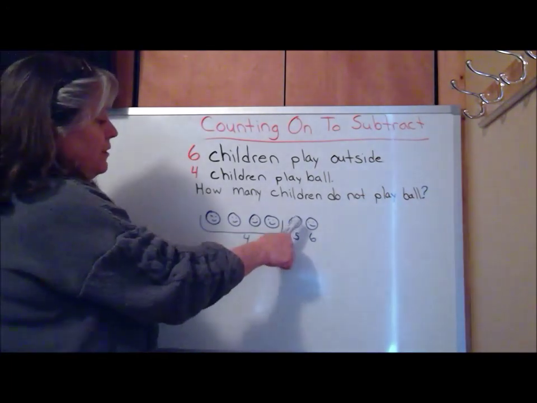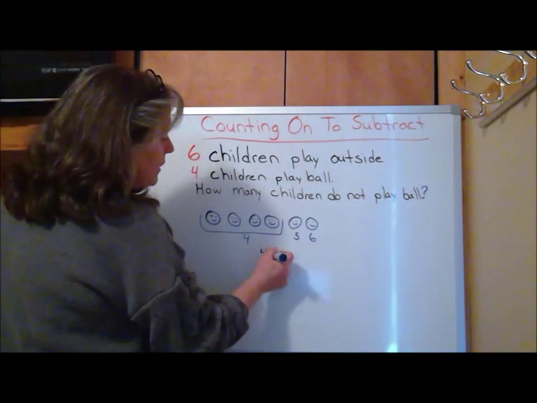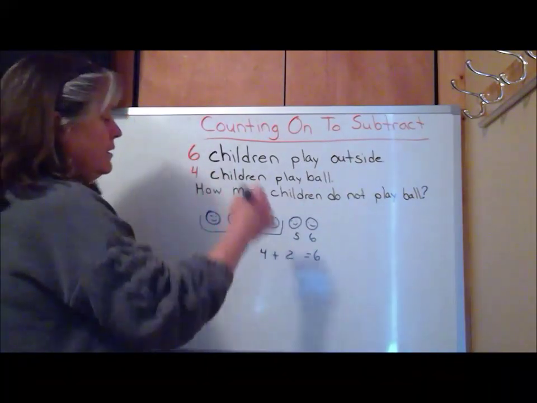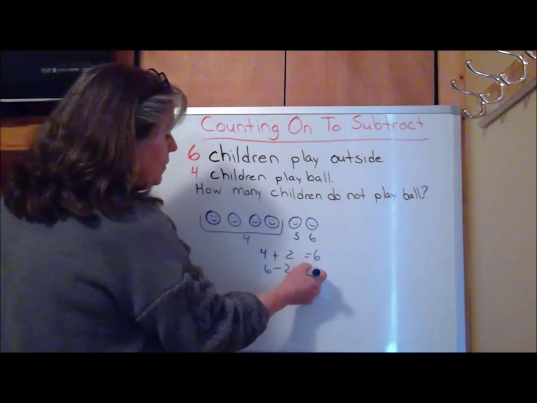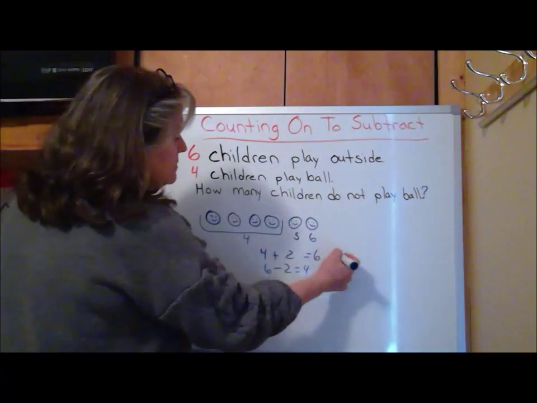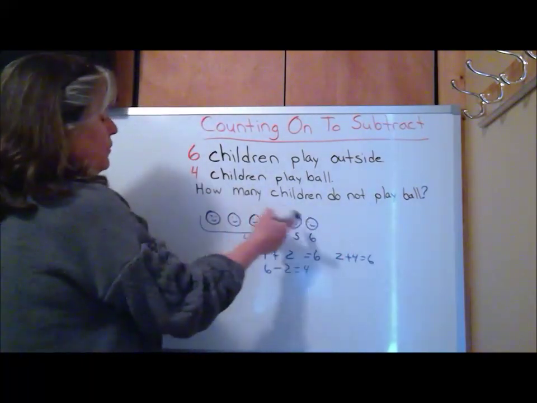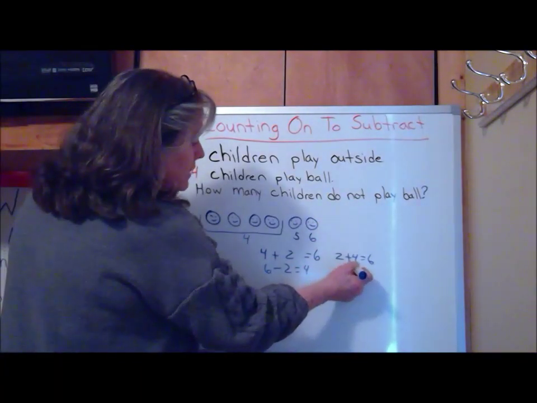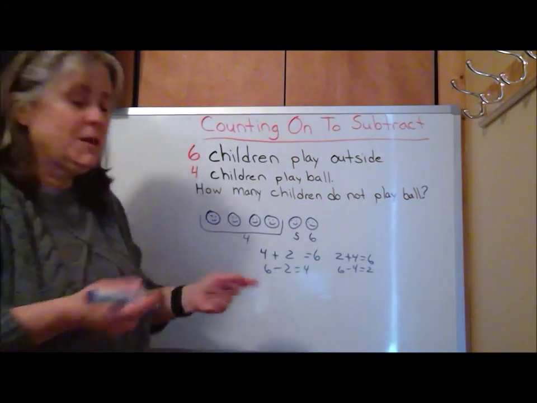So how many do we have here? 1, 2. So 4 plus 2 equals 6. Or 6 minus 2 equals 4. Or, let me write the whole fact family. 4 plus 2 equals 6. 2 plus 4 equals 6, because it doesn't matter which order, they're the same, we still have 6. Or 6 minus 4 equals 2. There we go, so that's the whole fact family.